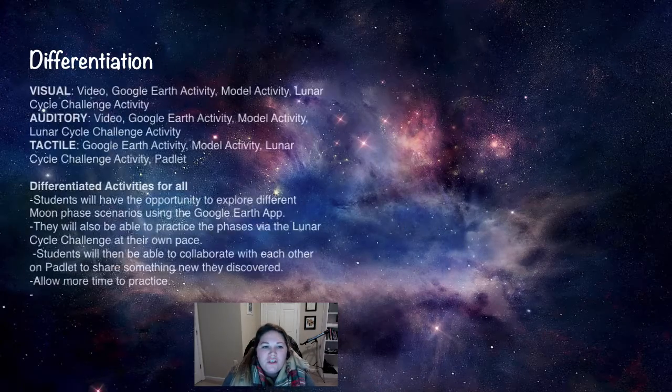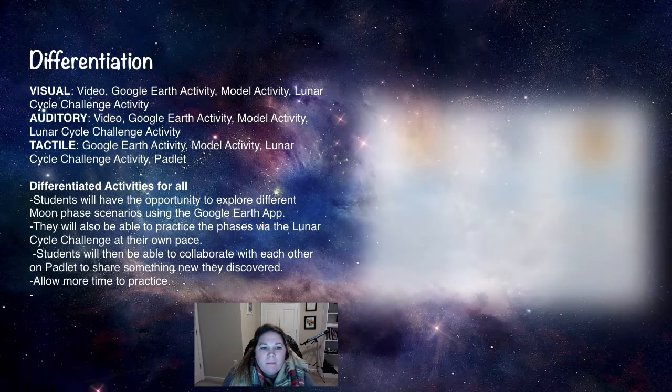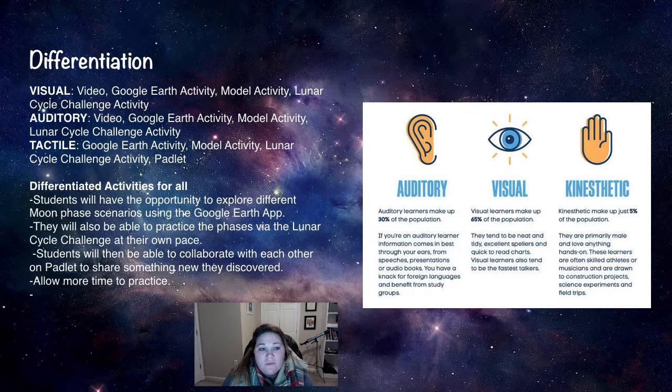So for differentiation, I tried to cover all of the bases with visual, auditory, and tactile. So the videos, the Google Earth activities, the model activities, the lunar cycle challenge activities, those are all visual as well as auditory, and tactile was pretty much all of those as well, including the Padlet and the model moon phase activity. Some differentiated activities that were for everybody.